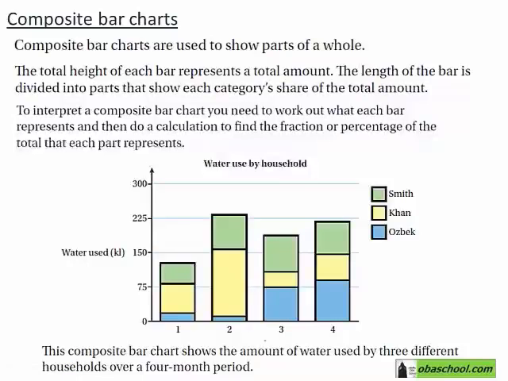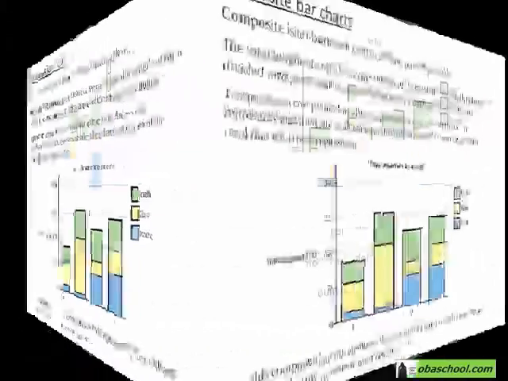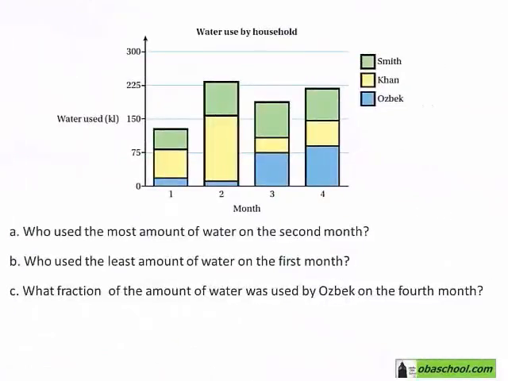Now, this is exactly what we're going to do in the exercise that's going to follow. We're going to get to know the fractions representing each household in each month to extract data. Now, as you can notice, the tip of each bar at the end represents the total of water consumption throughout the whole month by all 3 households, the Smith, Khan, and the Ozbek household. Now, this is just some general information about composite bar charts. Now, let's go ahead and solve this exercise.